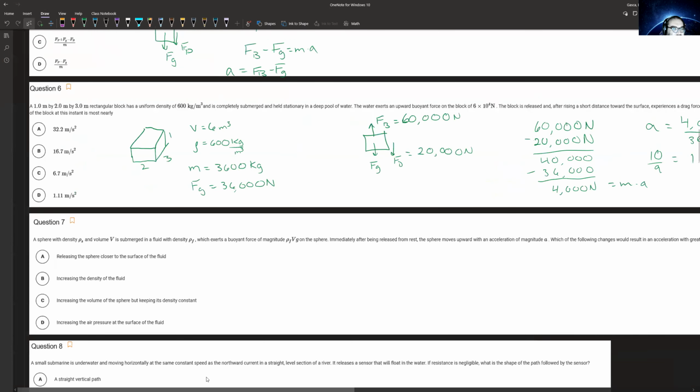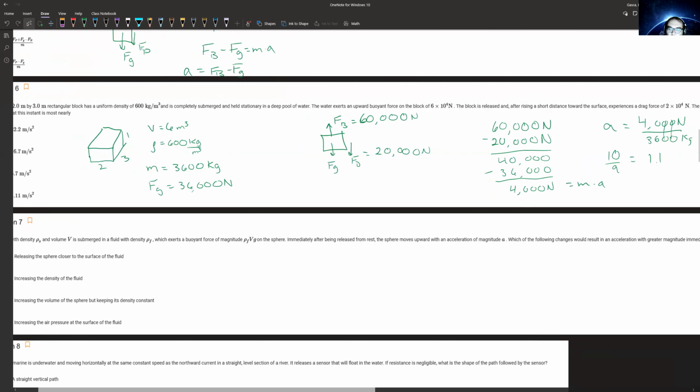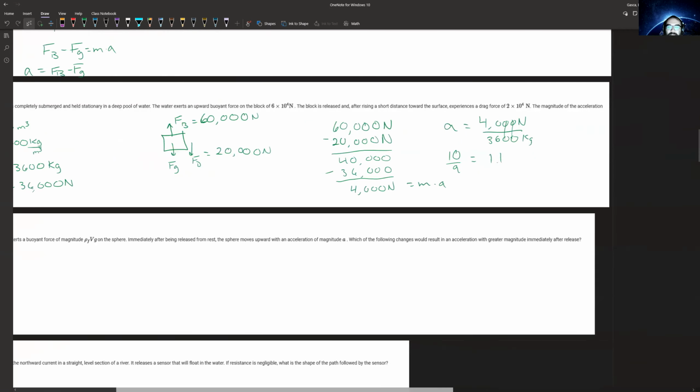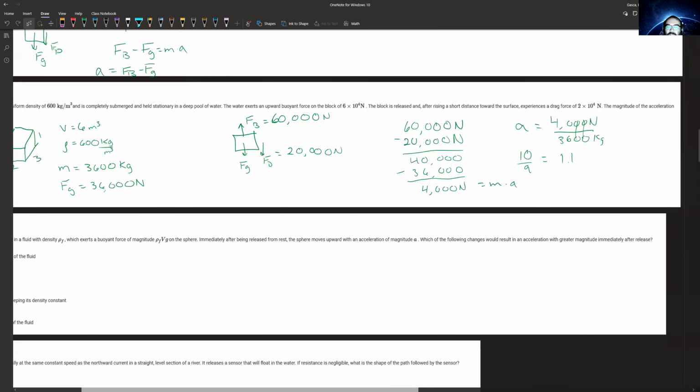Did I do that right? I'm just kind of mental mathing it. Looks about right. Good enough for government work, right? If all else fails, the other answers are kind of far off. So just by order of magnitude analysis, we could see here, okay, we have about a 4,000 Newton force, and this thing has 3,600 kilograms. So it's going to be on the order of 1-ish when we divide them.